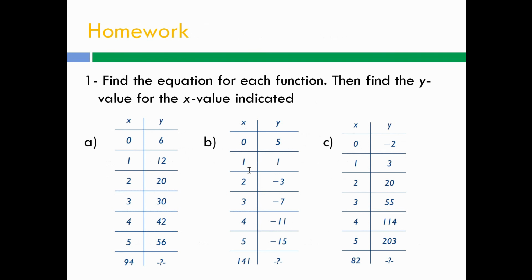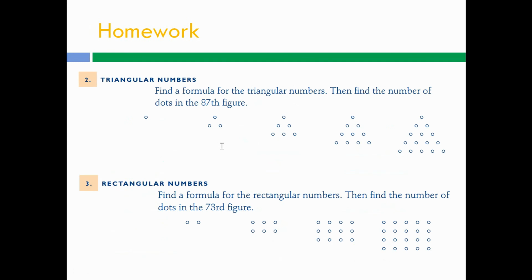Now in the homework, you are given 3 tables, one from each function. So you'll have to compare it to your master functions to do this. But you should be able to find, because it really follows the same pattern of example 1, 2, 3, and 4. The second and the third problems in the homework, for those problems, you need to build your own chart first. So in this question, it says find the formula for the triangular numbers and then find the number of dots in the 87th figure.